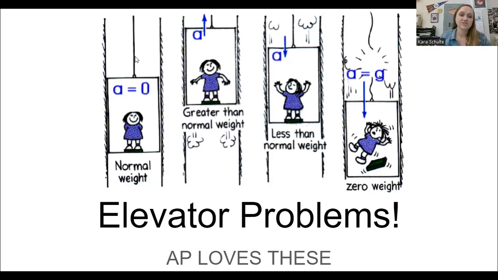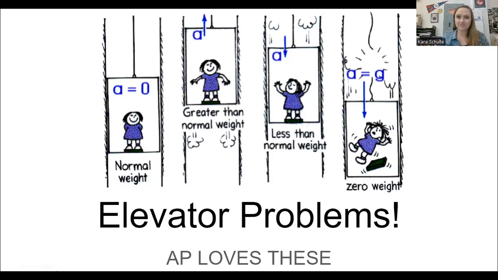If we have zero acceleration here, your normal weight is just your weight. If we're accelerating upward and moving upward though, you're going to have a greater than normal weight. So if you stood on a scale in an elevator, your weight would read greater than that. Now, let's say you're moving upward, but your elevator's slowing down. Your weight is actually going to read less than your normal weight. And then finally, if that elevator cord breaks and your scale drops to zero, you're in trouble because your acceleration is equal to g, which means you are in free fall.